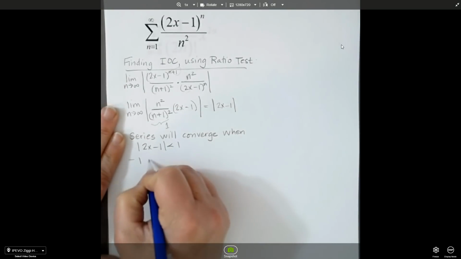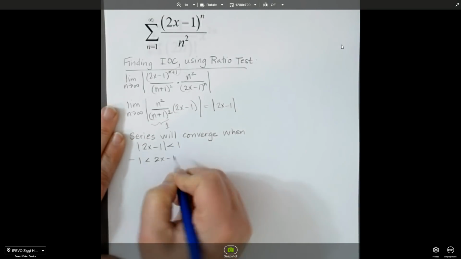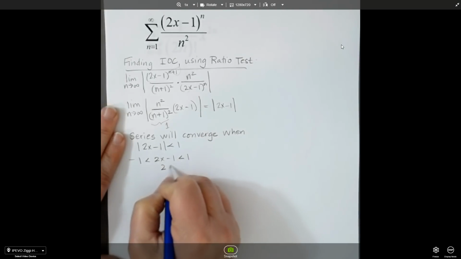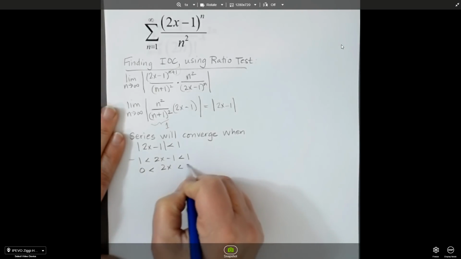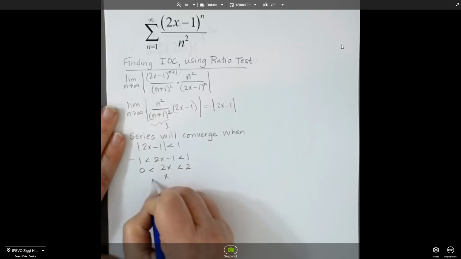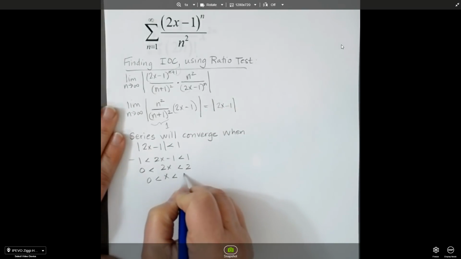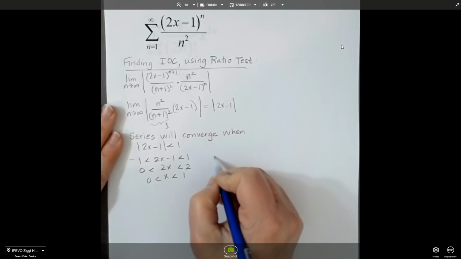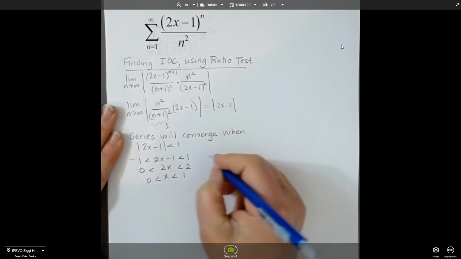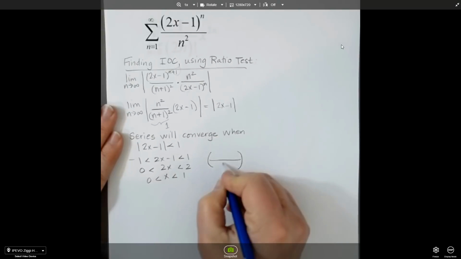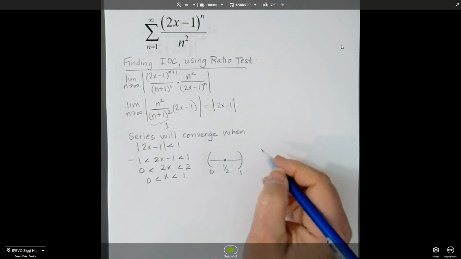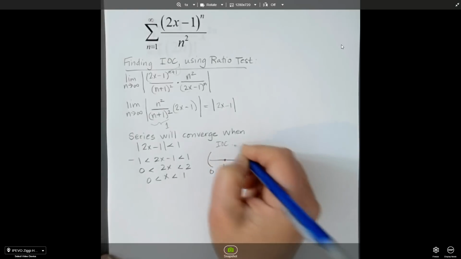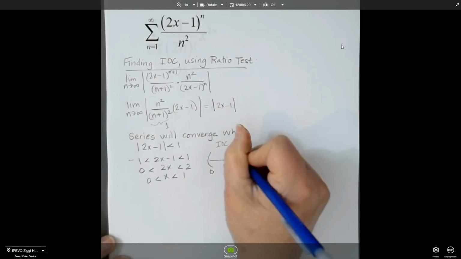And so that means 2x minus 1 will lie between negative 1 and 1. And then I add 1 to all sides, and I get 0. And this will be 2 on this side. And then divide everything by 2, and I get 0 and 1. So my interval of convergence initially, with a center of 1/2, goes from 0 to 1. Initially.